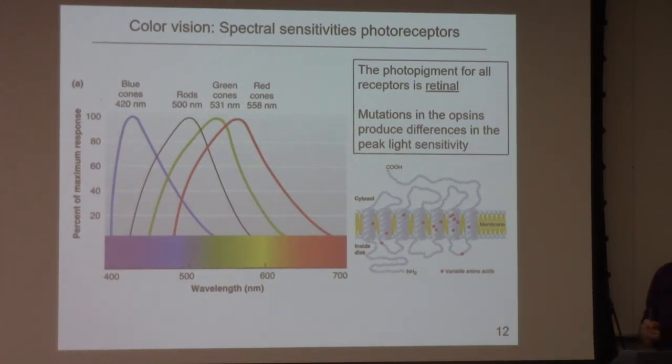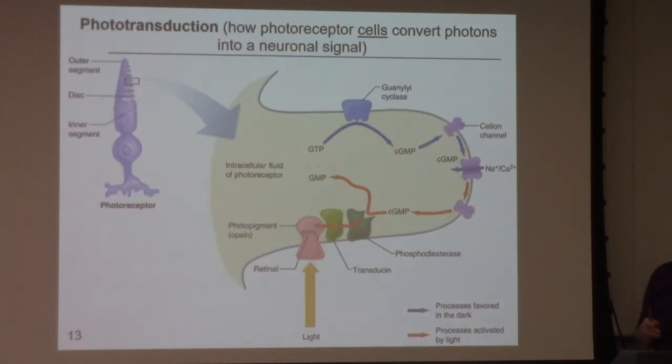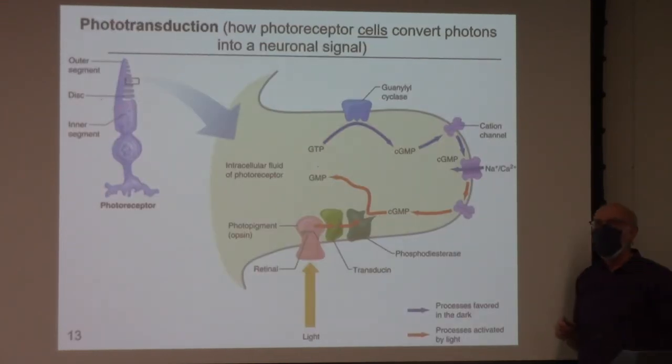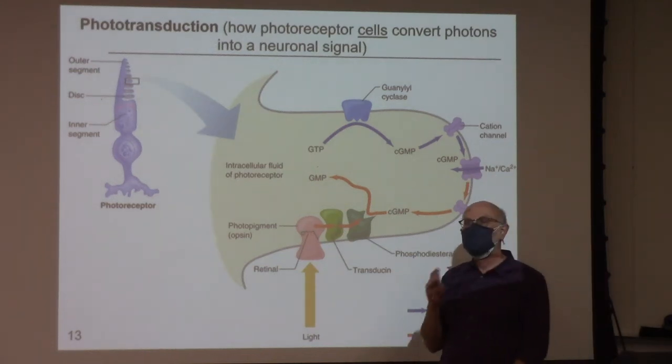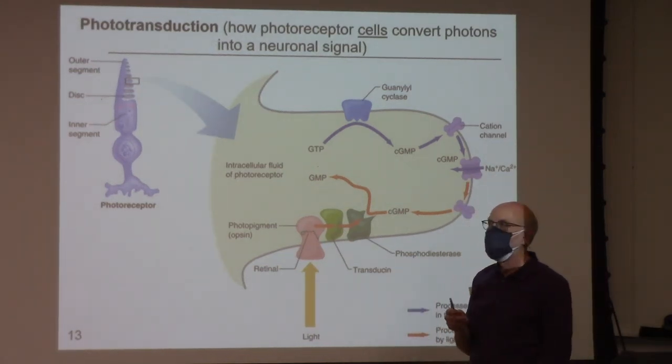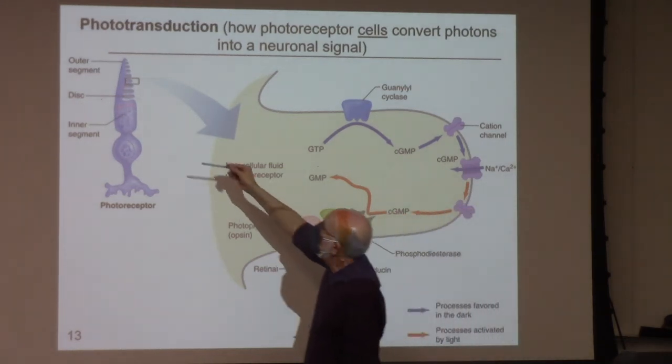Now what I'm going to do is get into the mechanism by which receptor cells convert light into an electrical signal. That's where we're going. So we're going to focus on a cone.